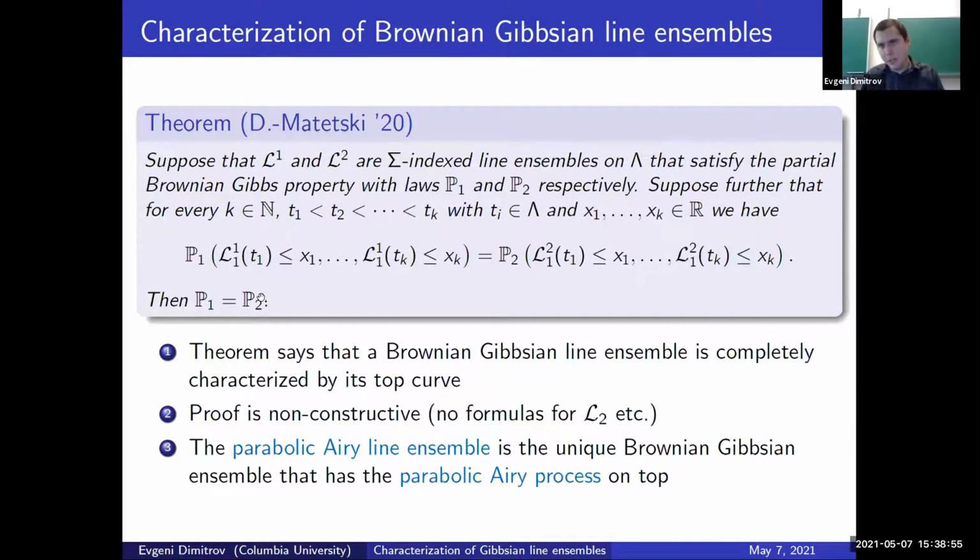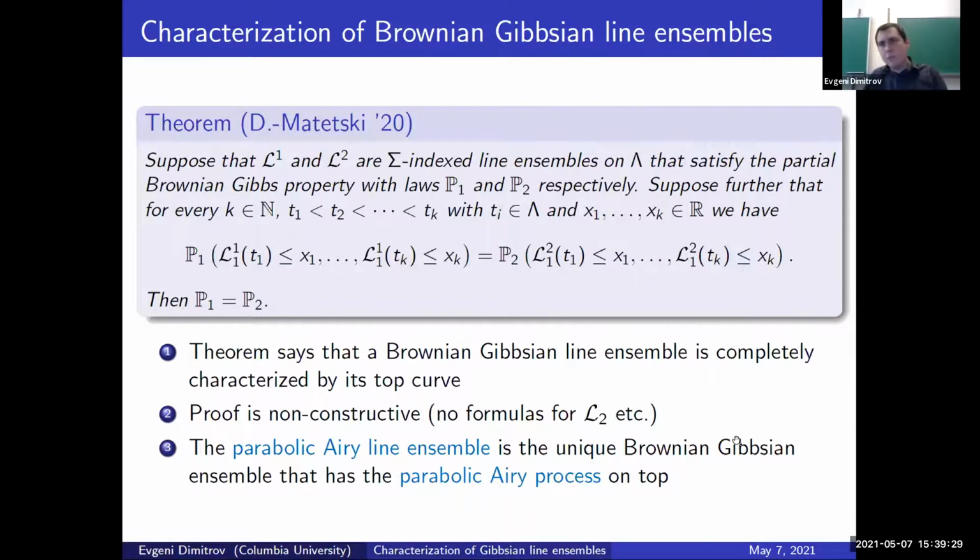I won't go into the proof, but I'll mention that the proof is non-constructive, meaning that even if you have a Gibbsian line ensemble and you give me formulas for the top curve distribution, I can tell you there is a unique possible law for the second curve, but I can't give you formulas for it. So it's kind of a uniqueness proof rather than a constructive one. The last thing I'll mention is that an immediate corollary of this theorem pinpoints the parabolic Airy line ensemble as the unique line ensemble that has both the Brownian Gibbs property and the parabolic Airy process on the top. So the top curve and the Gibbs property uniquely pinpoint this object.